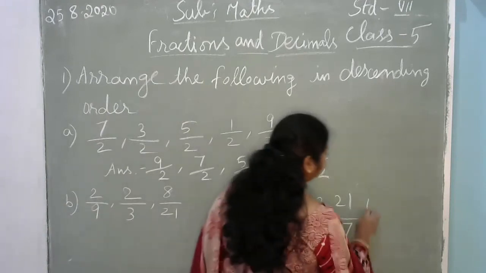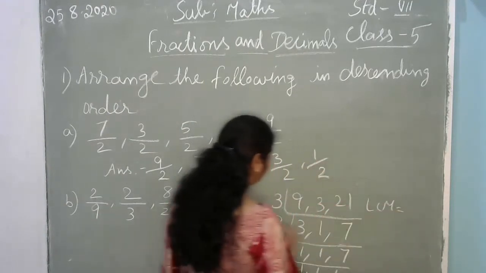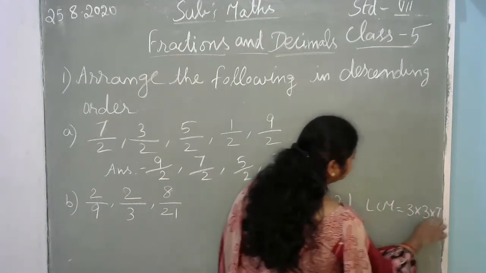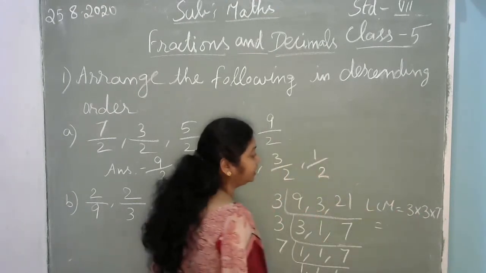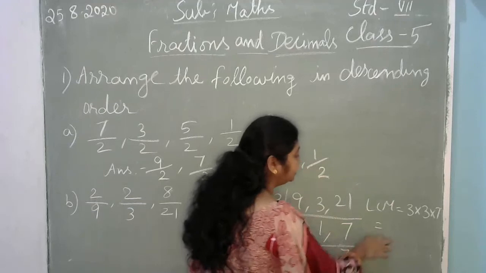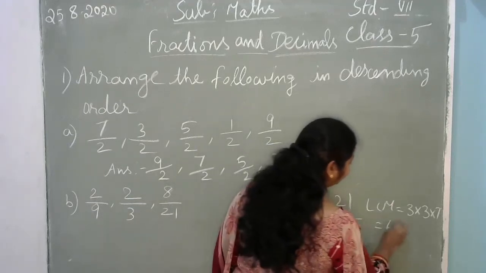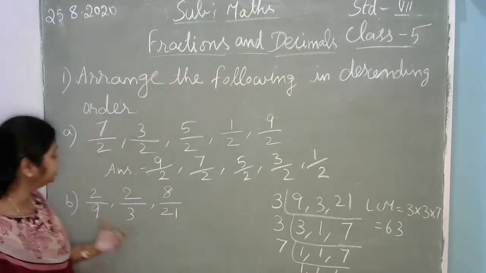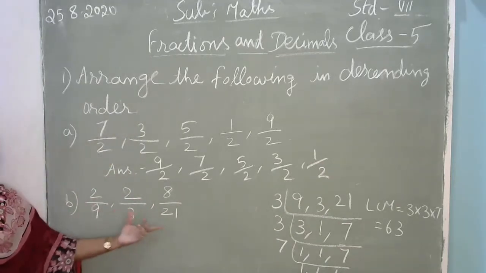So what is the LCM now? Multiply these numbers: 3 into 3 into 7. 3 3s are 9, 9 7s are 63. What is your LCM? 63. Now you should make all the denominators 63.